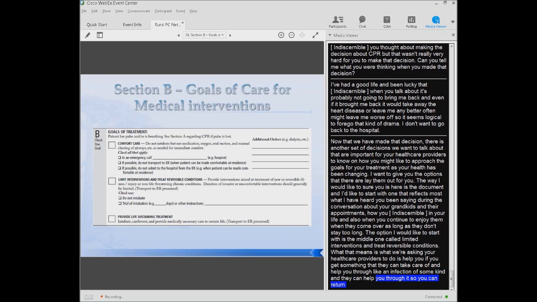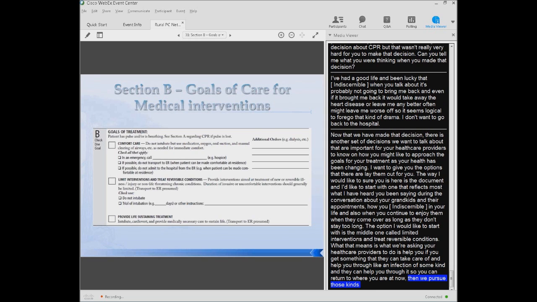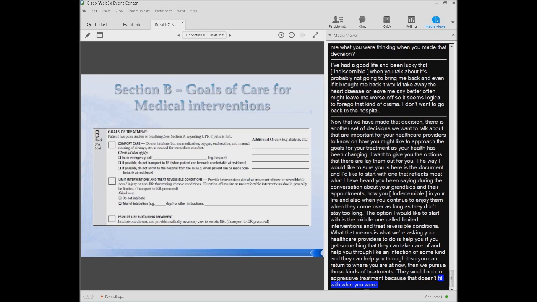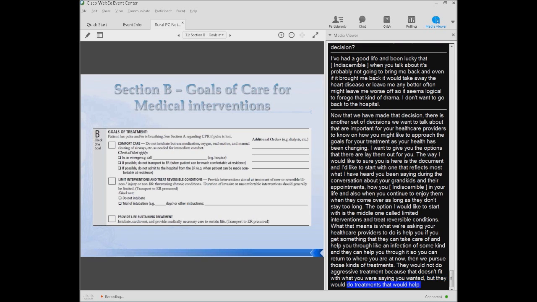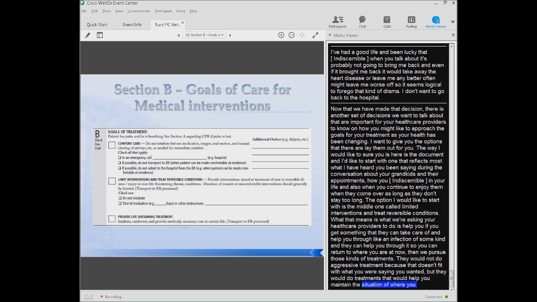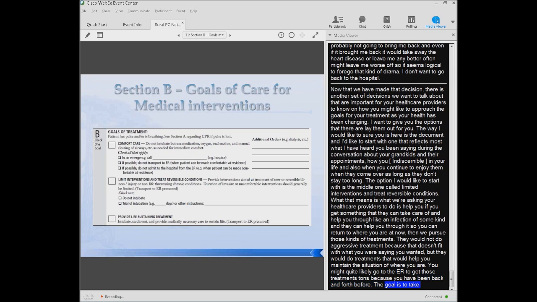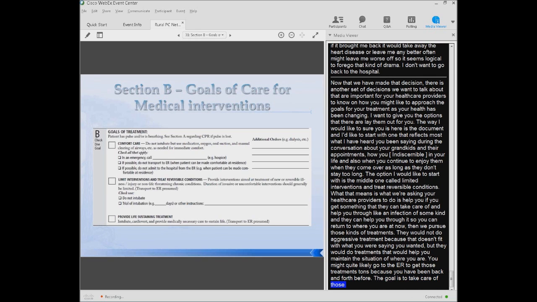So they wouldn't do aggressive treatments, because that doesn't really fit with what you were saying you wanted, but they would do treatments that would help you maintain your situation where you are. So you might quite likely go to the ER to get some of those treatments done, because you've been back and forth before. But the goal would be just to take care of those new things. Does that make sense?